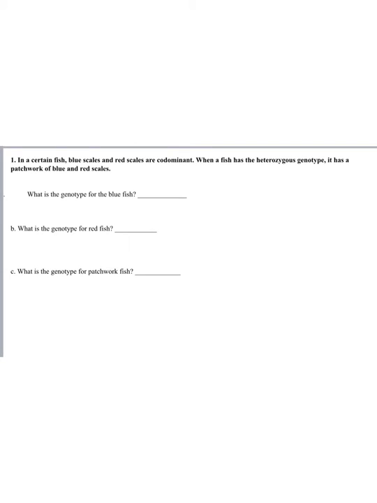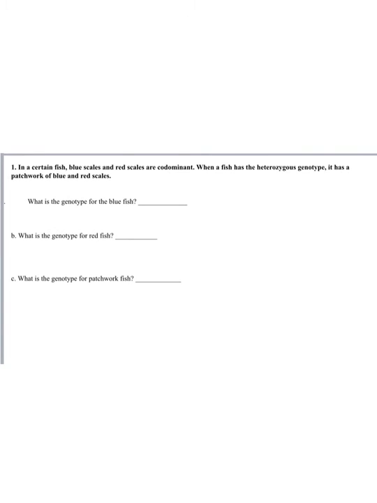So in our first example, we have in certain fish, blue scales and red scales are codominant. When a fish has the heterozygous genotype, it has a patchwork of blue and red scales. So the genotype for the blue fish, we're going to make that BB. And the genotype for the red fish we will make as RR.